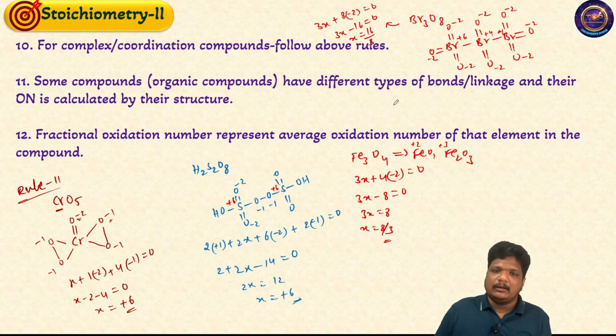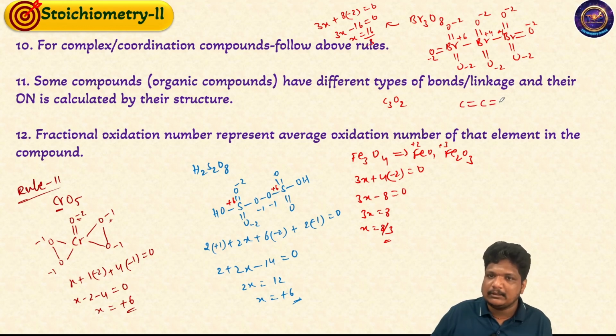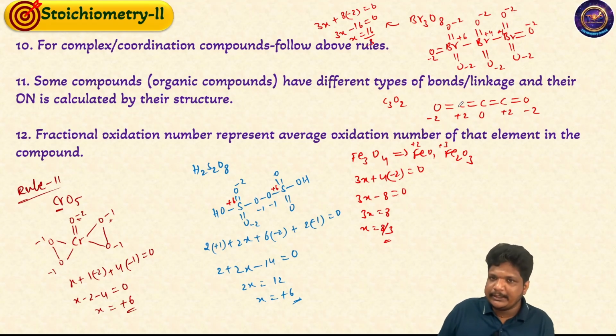In the same way, if you observe carbon suboxide, that is C3O2. In this carbon suboxide, if you observe the structure, terminal carbons are attached to the oxygen. This oxygen has minus 2, and this carbon has a plus 2 oxidation state. The middle carbon has a 0 oxidation state. In this way you can observe the oxidation states of these carbons.